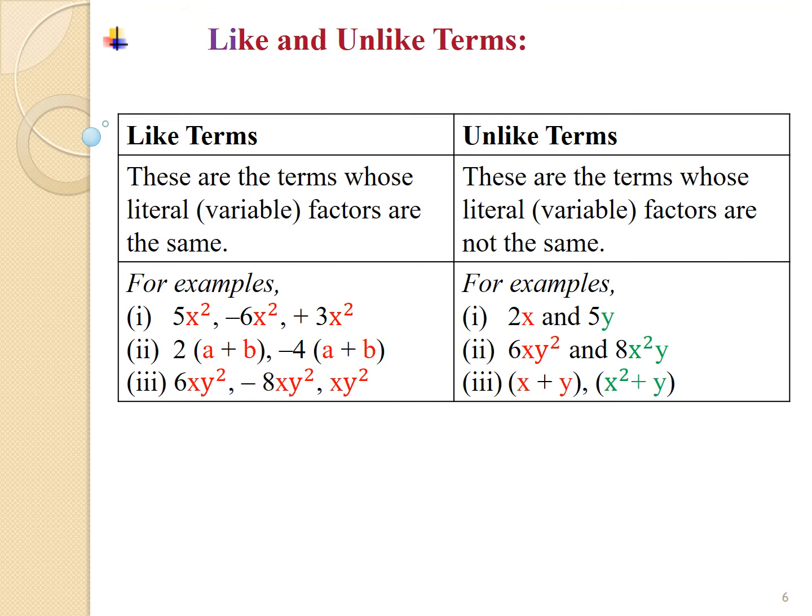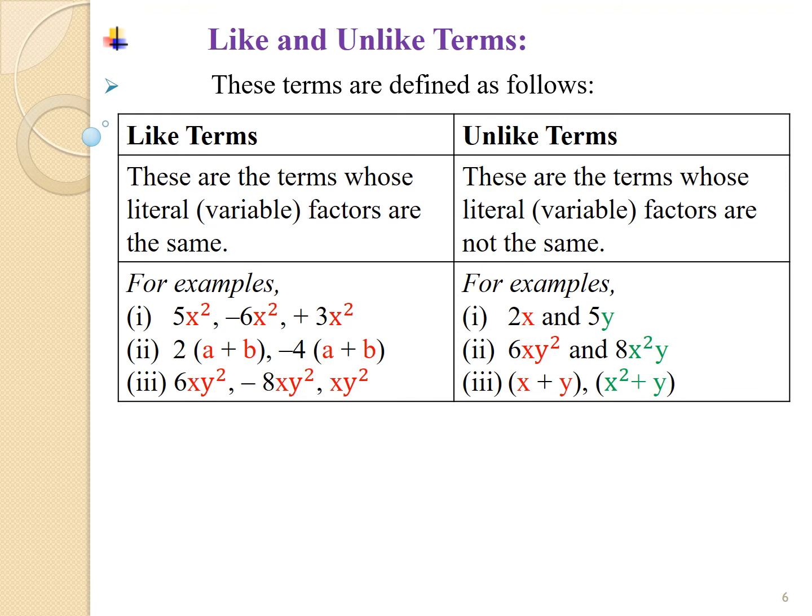Like and unlike terms. These terms are defined as follows. Like or similar terms. These are the terms whose literal, that is, variable factors are the same. For example, 5x squared, minus 6x squared, plus 3x squared. Example 2. a plus b, minus 4a plus b. Example 3. 6xy squared, minus 8xy squared, xy squared.